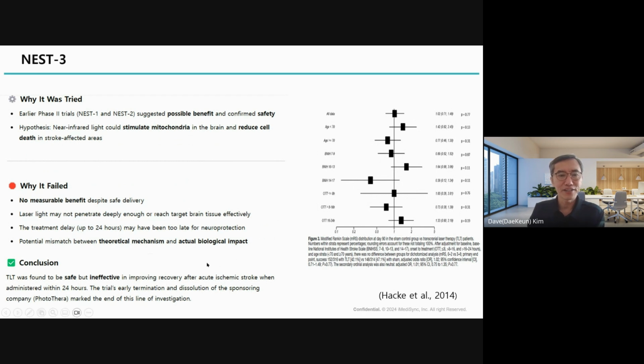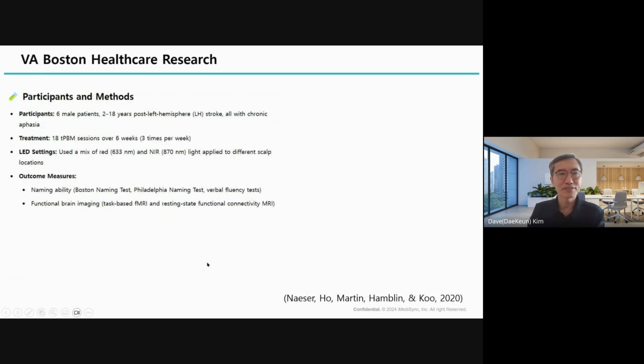That's why, after this study made by Dr. Nazer at Boston Healthcare Research. And Dr. Nazer is very famous in TBI photobiomodulation. She also did the stroke population, photobiomodulation for the stroke population.